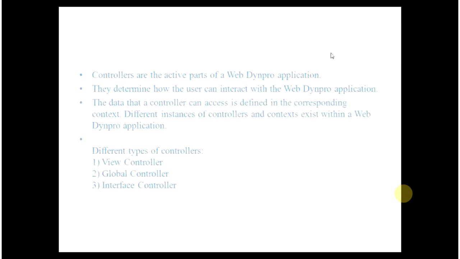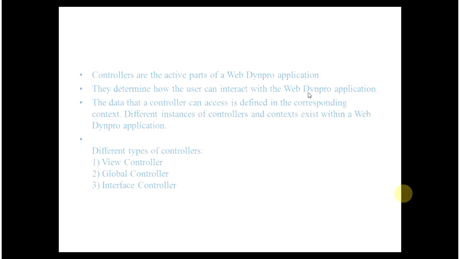We have three types of controllers: view controller, global controller, and interface controller. In the view controller, we have events and methods. Whatever data is to be displayed in the view, the view controller is going to hold that data, and from the controller it is shown to the view. Similarly, we have the global controller and the interface controller.